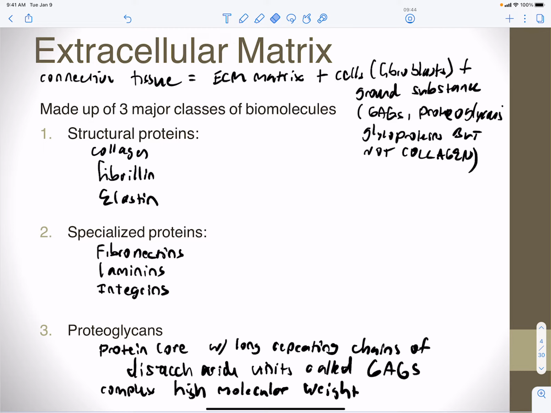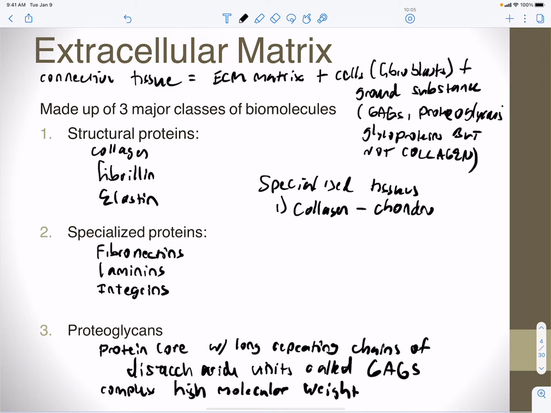So you do have specialized tissues. You're going to have cartilage, in which your chondroblasts are going to secrete these matrix components. And then you also have bone. And when you have your osteoblasts, they are going to secrete the matrix components.